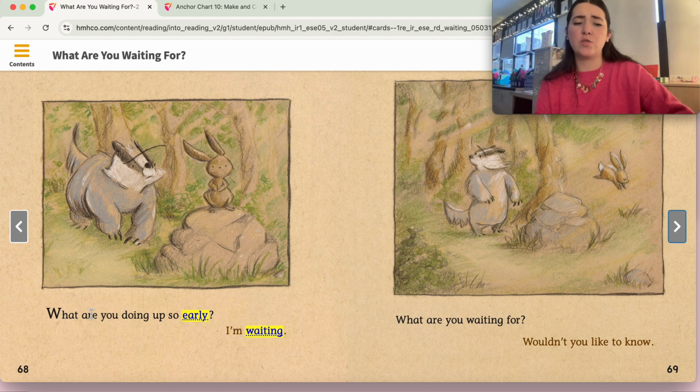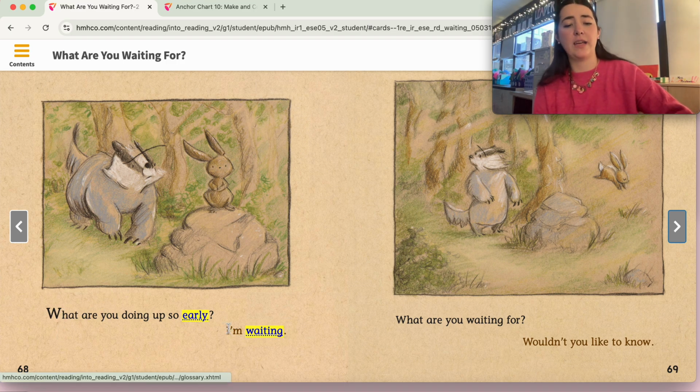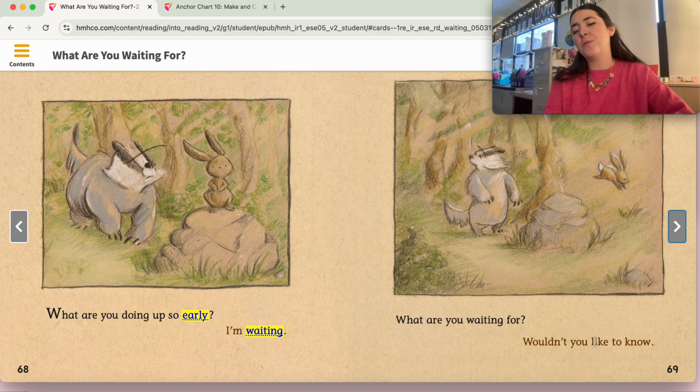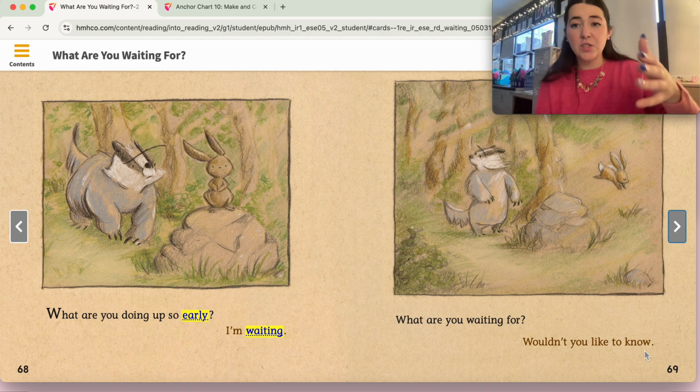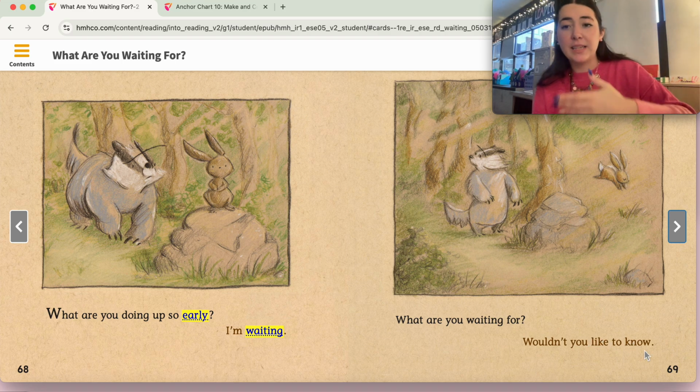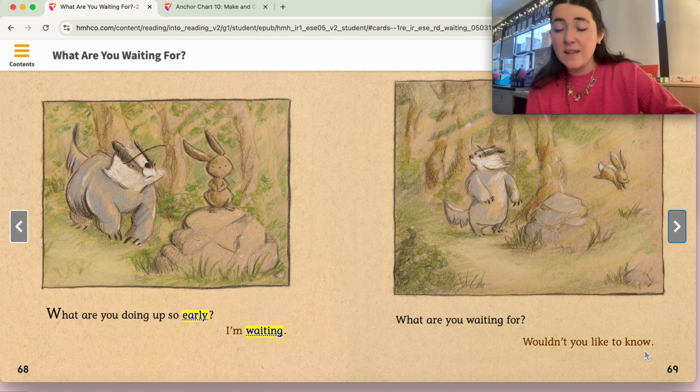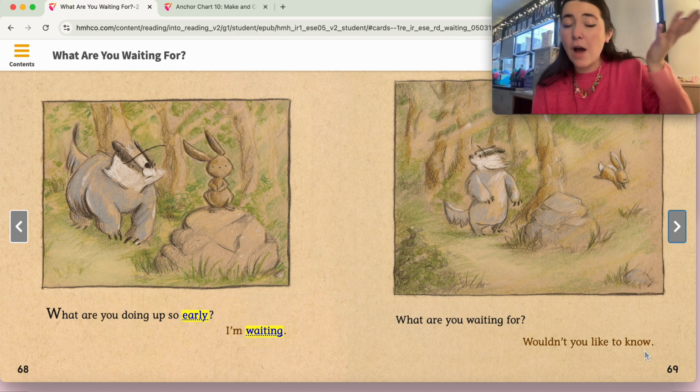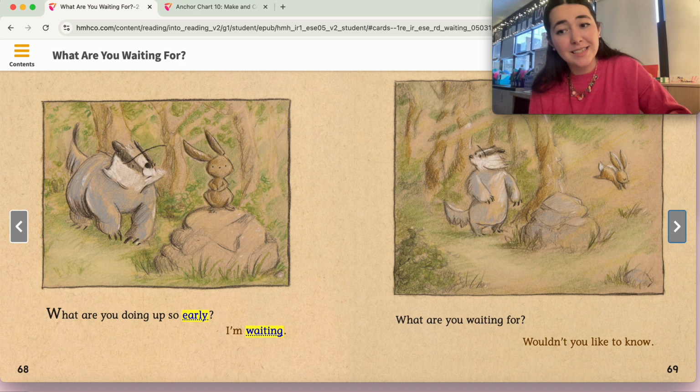So the badger says, what are you doing up so early? The rabbit says, I'm waiting. What are you waiting for? Wouldn't you like to know? So I'm noticing as I'm reading that I believe my prediction was correct, that the rabbit is waiting for something, and then the other character is trying to figure out what it is, but the rabbit will not say it.